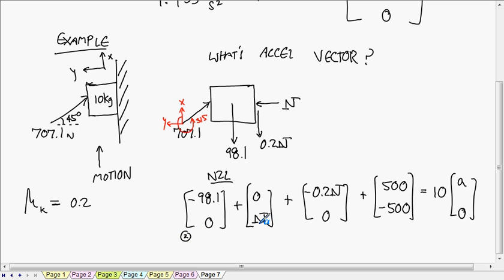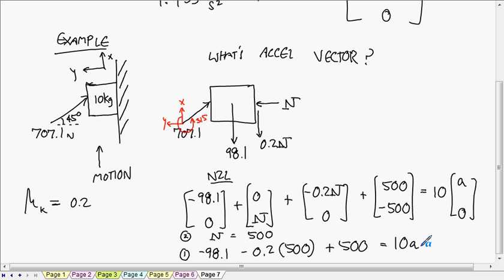The second equation says that n is equal to positive 500. So that's good. We want the normal force, we want that variable n to come out positive. And then we're going to plug that into the first equation. So we have negative 98.1 minus 0.2 times 500 plus 500 is equal to 10a.